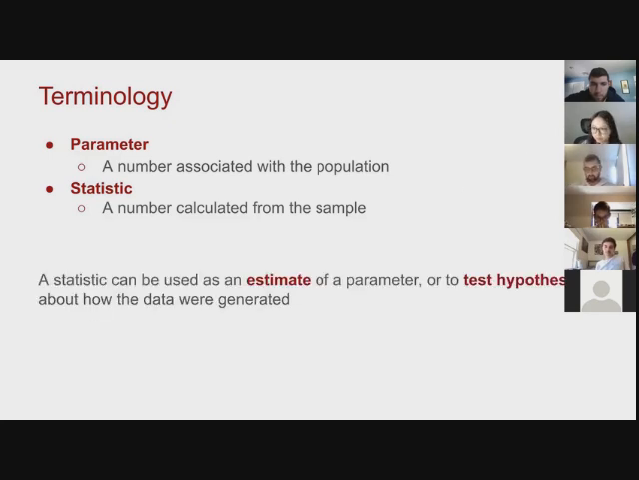Here we also talk about another terminology, testing hypotheses. We're going to get to the detail of that later as well. But overall, you can see that a statistic can be used as an estimate of a parameter, like the mean example that we saw just now, or it can be used to test hypotheses about how the data were generated. We can also come up with a statistic based on the hypothesis that we have in mind from the sample, and then use that to test it against the population as well. So those are the general terminology and framework that we're working with.